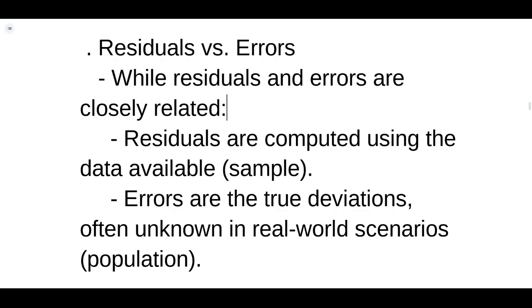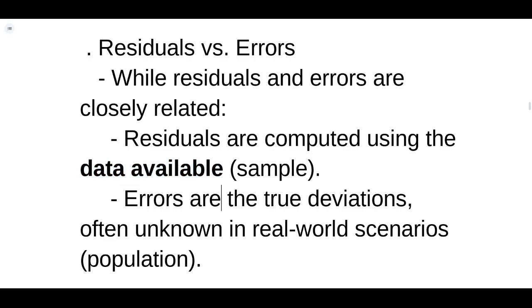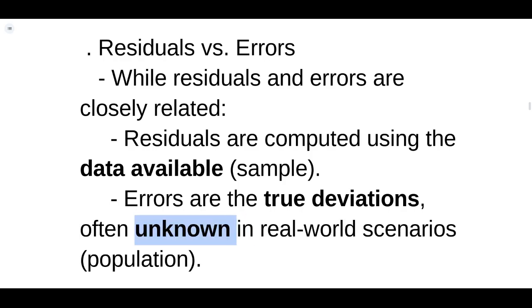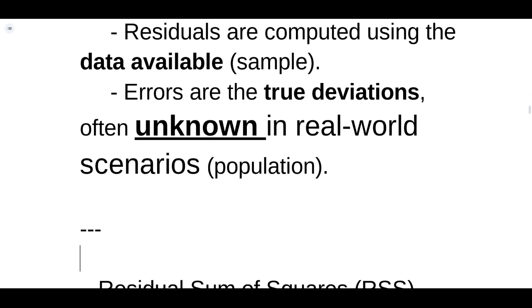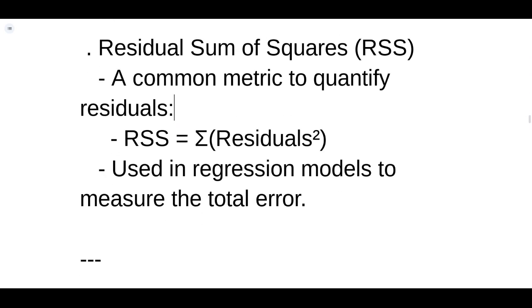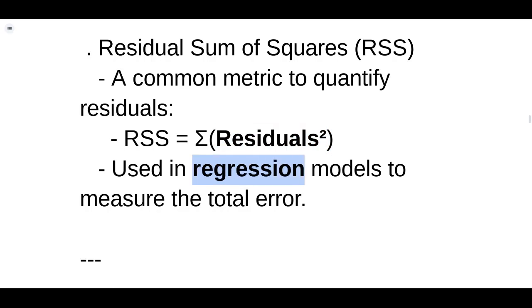While errors and residuals are closely related, residuals are computed using the data available, that is, the sample. Errors are true deviations, often unknown in real world scenarios. Now, residual sum of squares, a common metric to quantify residuals, is the sum of squares used in regression models to measure the total error.